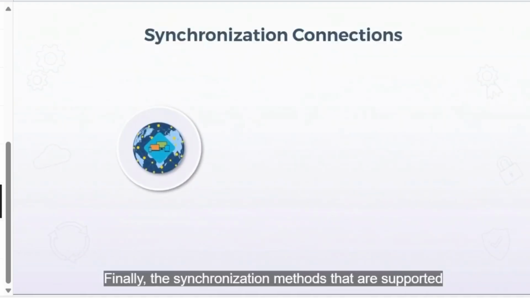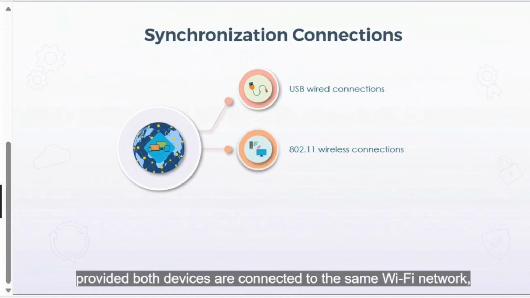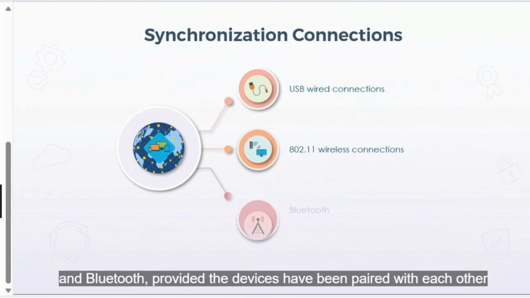Finally, the synchronization methods that are supported among local devices include USB wired connections, 802.11 or Wi-Fi, provided both devices are connected to the same Wi-Fi network, and Bluetooth, provided the devices have been paired with each other and are within range. Now, I say local devices in this context because if you're using any type of cloud synchronization, then all that is required is for any given device to have a connection to the internet.